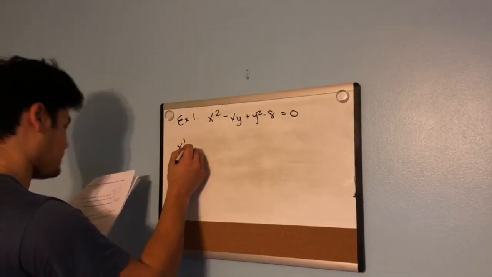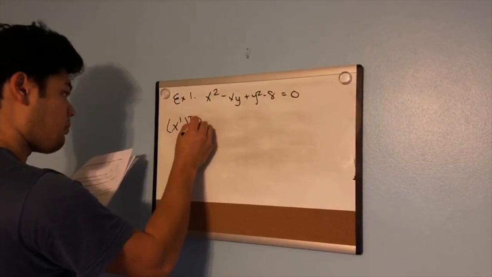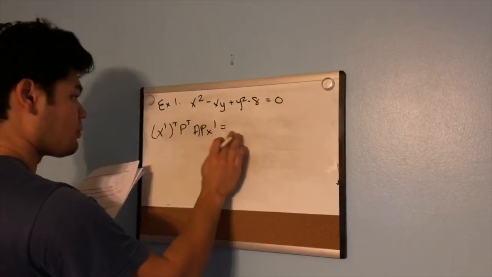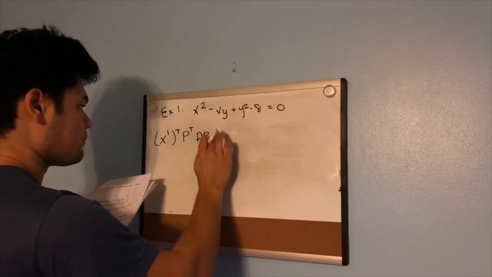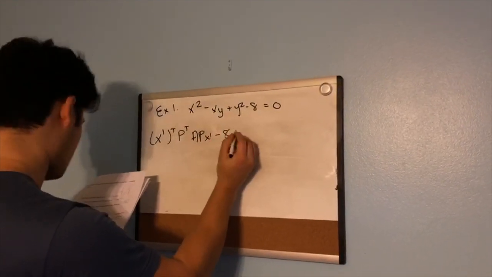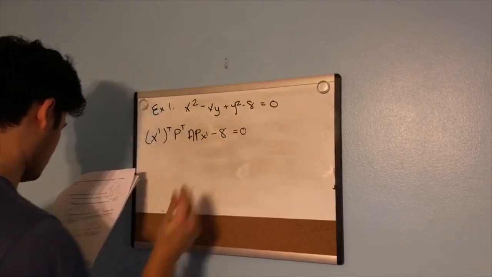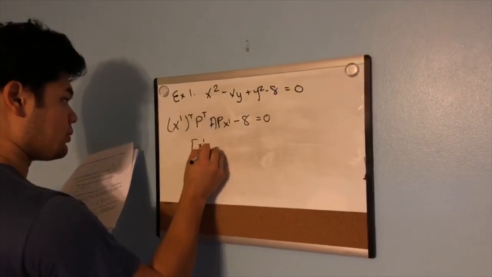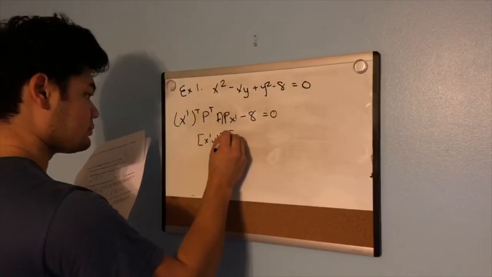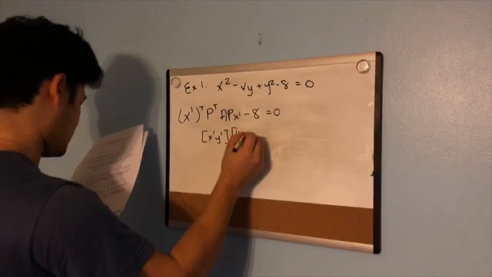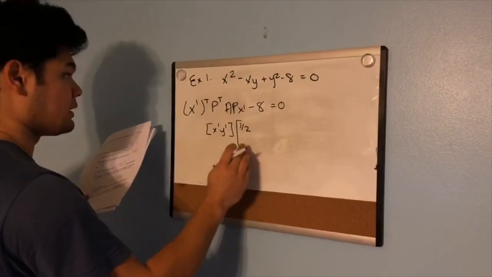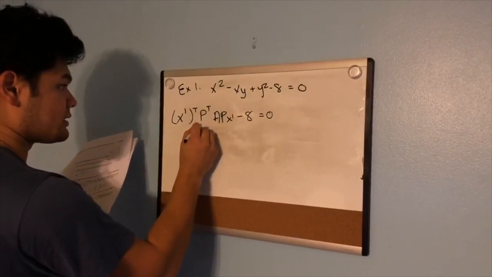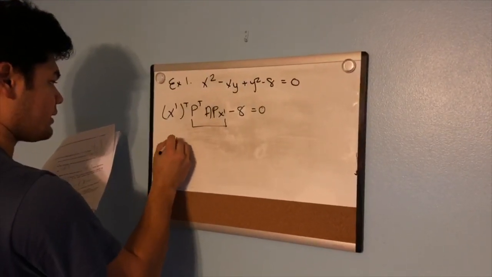And we can rewrite this in matrix form as x prime y prime, 1/2. If you remember from earlier, this is just another way of saying x prime.